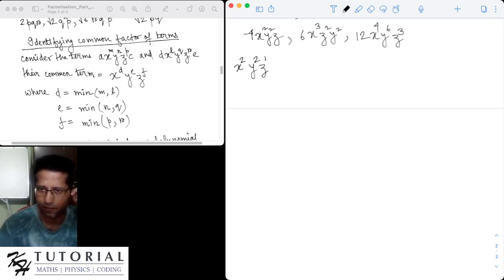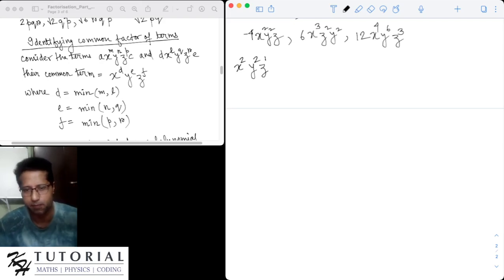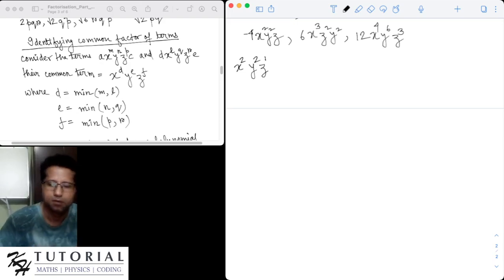So first you identify all the variables that are present in all the terms, and then for the power of those variables, you take the minimum power available in the terms, and then you take the product of those variables and their minimum powers. That is the basic concept of how you identify a common factor in a list of terms.